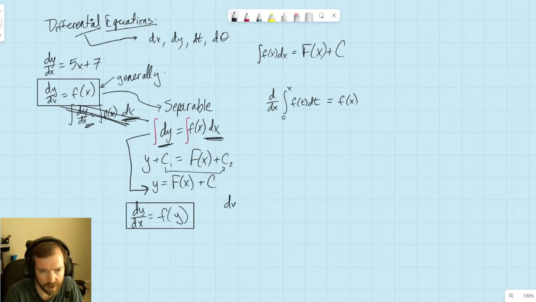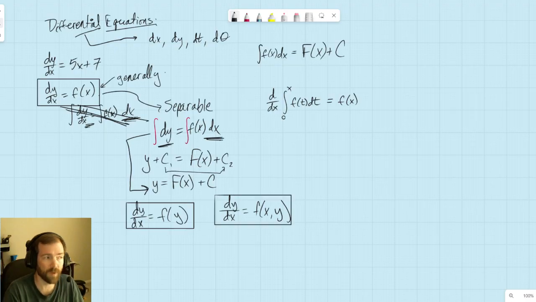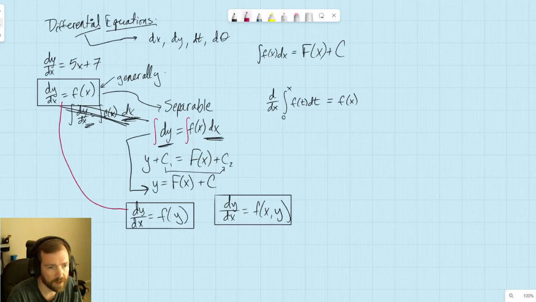Okay, so we've got dy dx is equal to functions of both x and y, which can be complicated depending on what f is. So this is where it starts getting into all sorts of crazy stuff. Right, these two are easy.